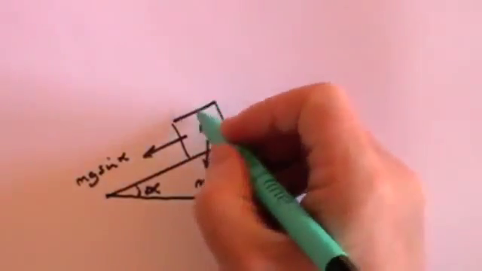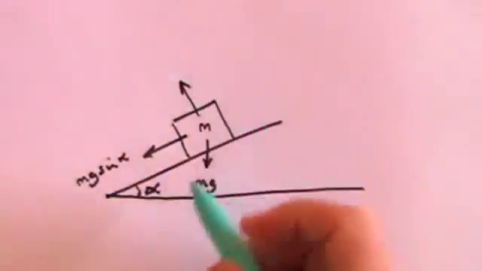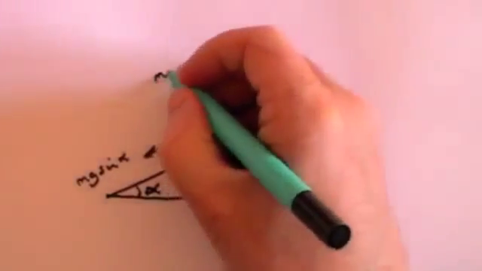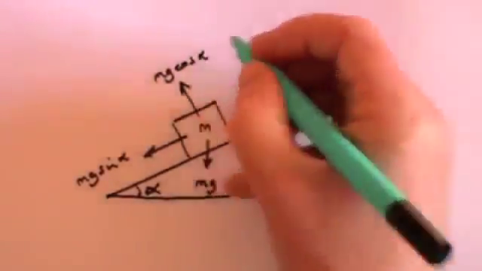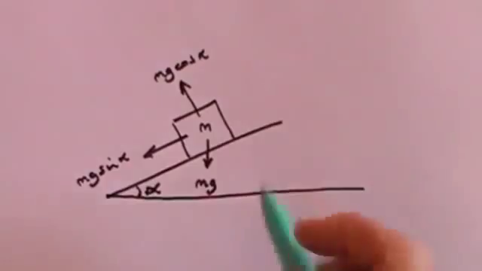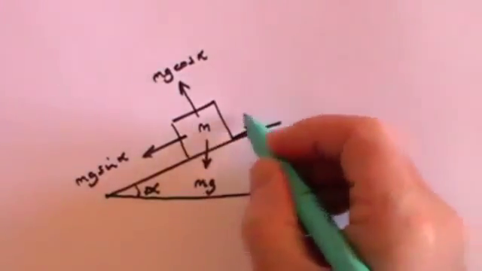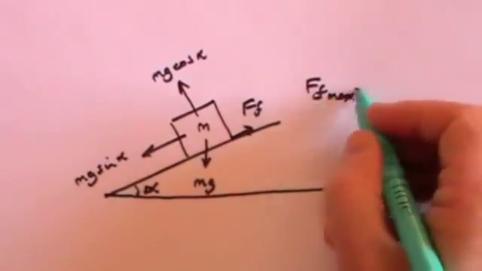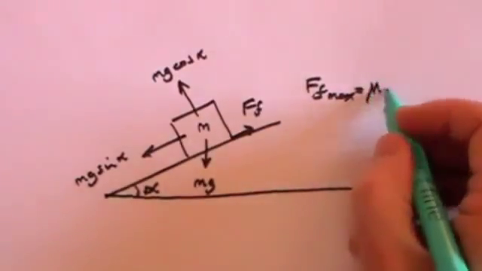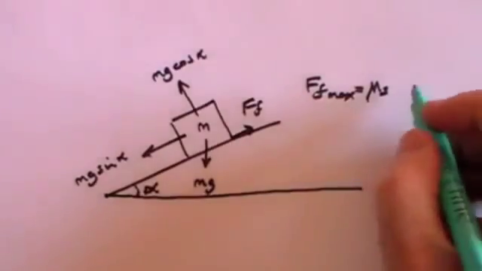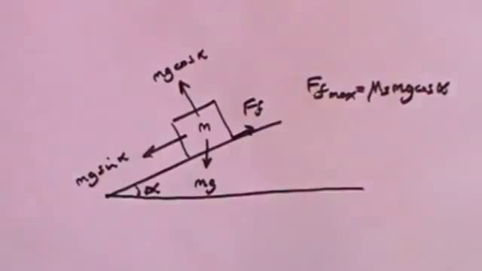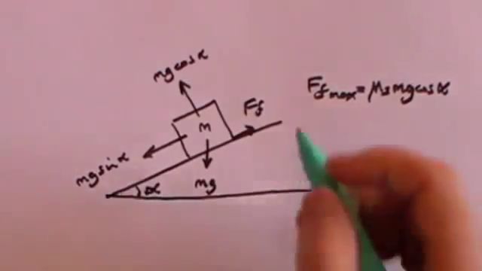There will be a normal, which is perpendicular to the plane, at right angles to it, and that will be mg cosine alpha, and therefore the maximum frictional force, which we'll call F_F max, is going to be mu s, the coefficient of friction, times the normal, which is mg cosine alpha. That is exactly what we had before.